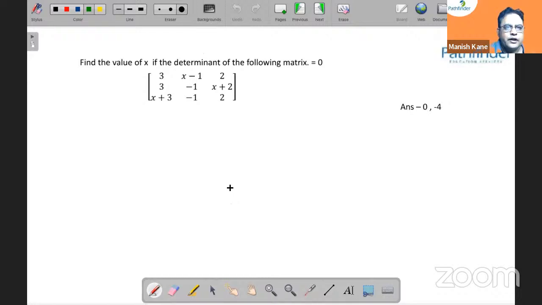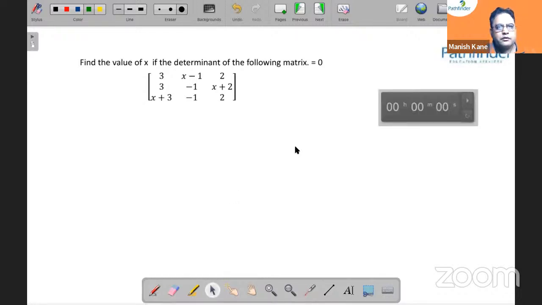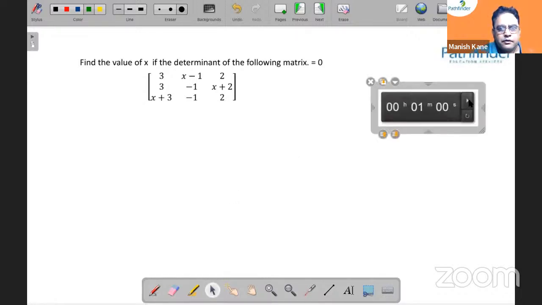Now let us solve another question. Yeah, try solving it. I can't give you more than 1 minute, please. And try not to expand. Try to do some row operations first. Whenever you get a question on matrix and you have to find the determinant, try to do some row operations before you actually open up.